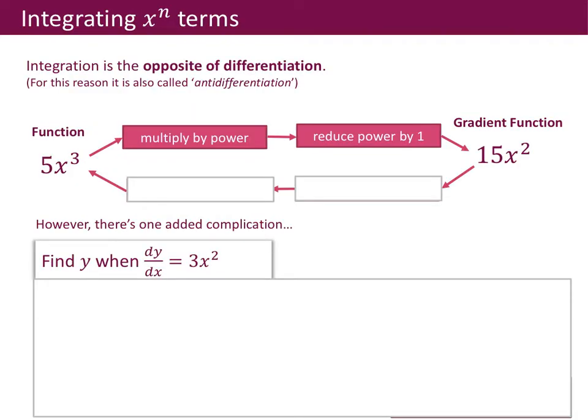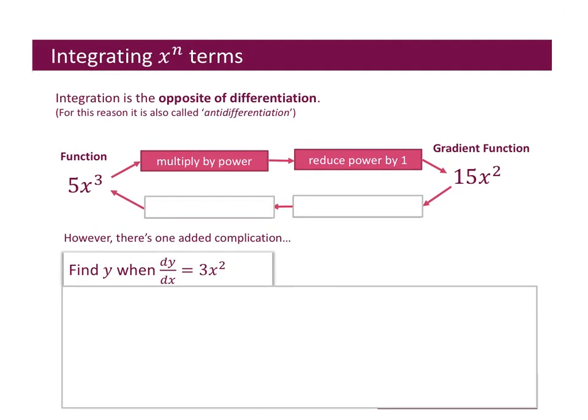So, very importantly, when we differentiate, we multiply by the power, reduce the power by 1. So when we integrate, we are going to increase the power by 1, and we're going to divide by the new power. So, for example, it's very, very simple. Find y when dy by dx equals 3x squared.